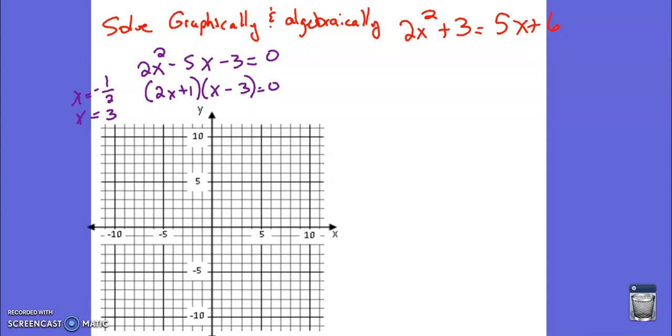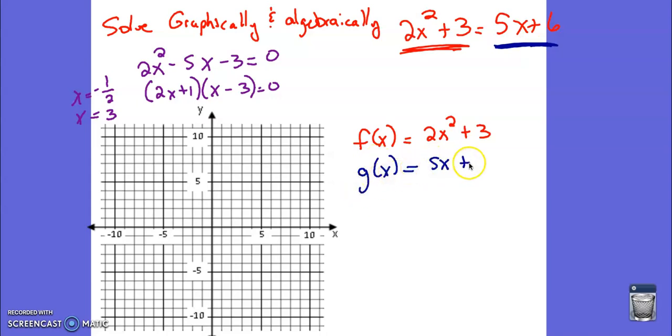Well, graphically, let's focus on the left side, and so let's just call that f of x equals 2x squared plus 3, and let's call the right side g of x.